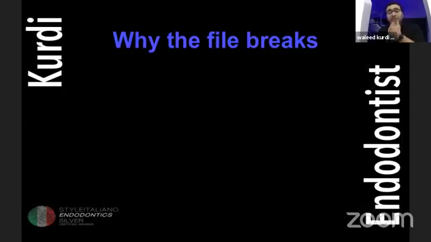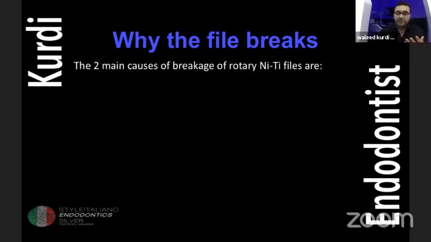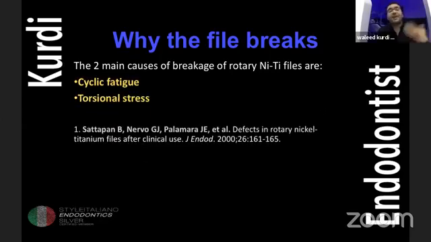First of all, we have to know why the file breaks. There are two main causes of the breakage, or even separation. I'd like to say it's separation of a file. First, we have cyclic fatigue, and second, we have torsional stresses. And indeed, we must know the difference between them.